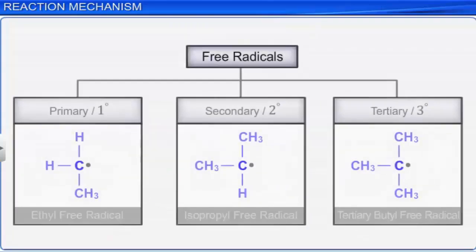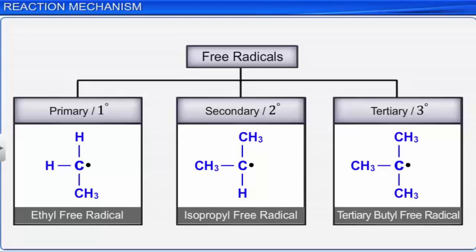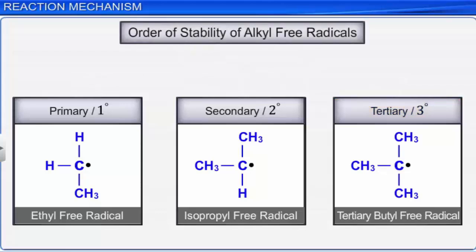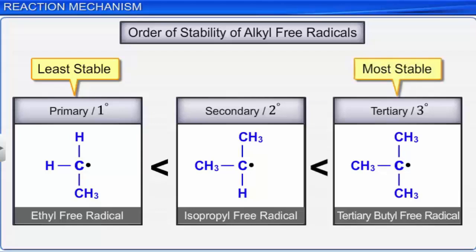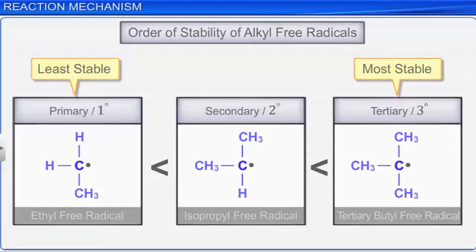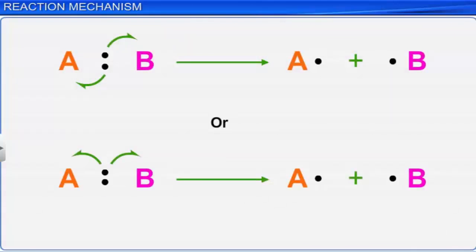Depending on the number of alkyl groups directly attached to the carbon free radical, alkyl free radicals are classified as primary, secondary, and tertiary. Greater is the number of alkyl groups, greater is the stability. Hence, primary alkyl radicals are the least stable, while tertiary radicals are the most stable. The organic reactions preceded by homolytic fission producing free radicals are called free radical or homopolar or non-polar reactions.